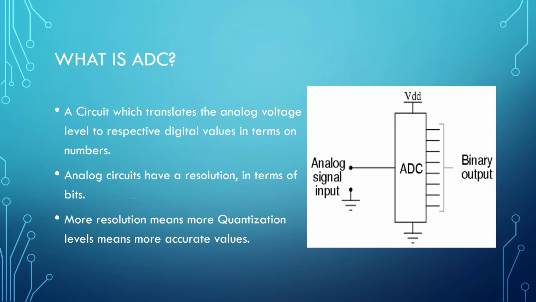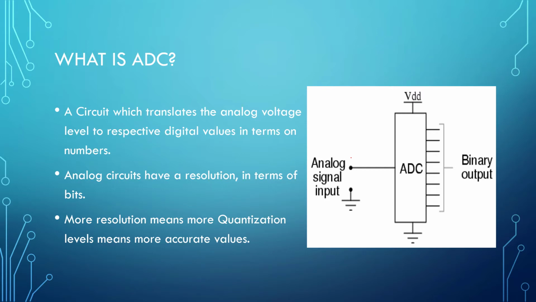So what is an ADC? Basically, an ADC is a circuit which converts an analog input value into a digital binary representation. We can simply say that it is a circuit which translates the analog voltage level to respective digital values in terms of numbers. ADCs have a specific resolution in terms of bits. The more bits, the higher the resolution. More resolution means more quantization levels, and it means we have more accurate values.